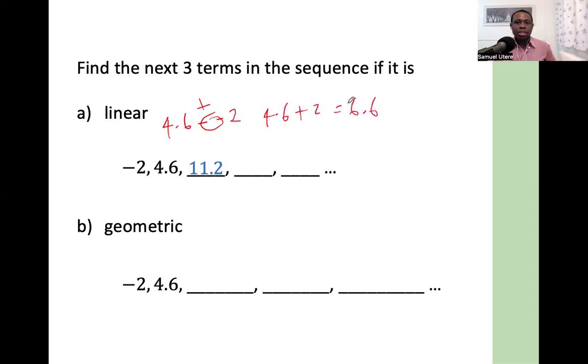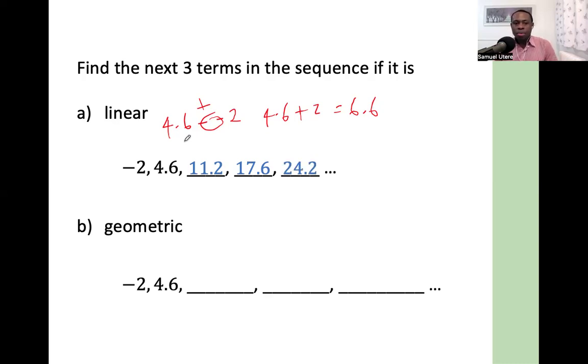Now, 6.6 is the common difference, but we have to think about what is really going on with the sequence. The sequence is increasing, so we are actually adding 6.6 every time. So negative 2 add 6.6 will give us 4.6. And then 4.6 add 6.6 will give us 11.2. 11.2 add 6.6 will give us the next number.